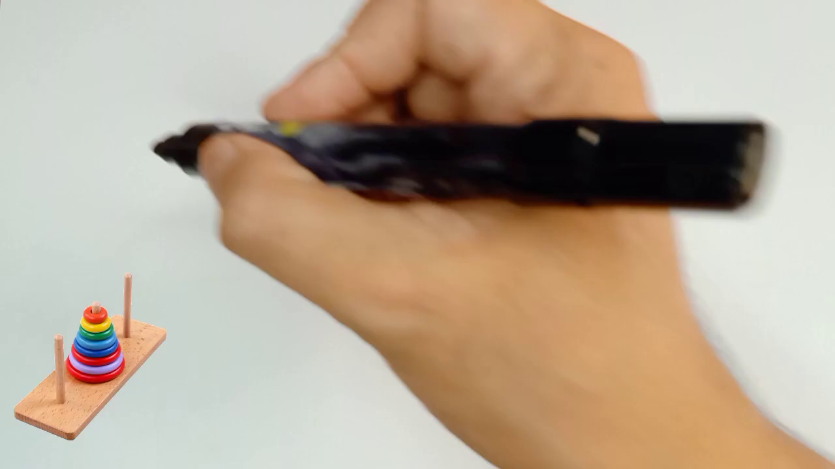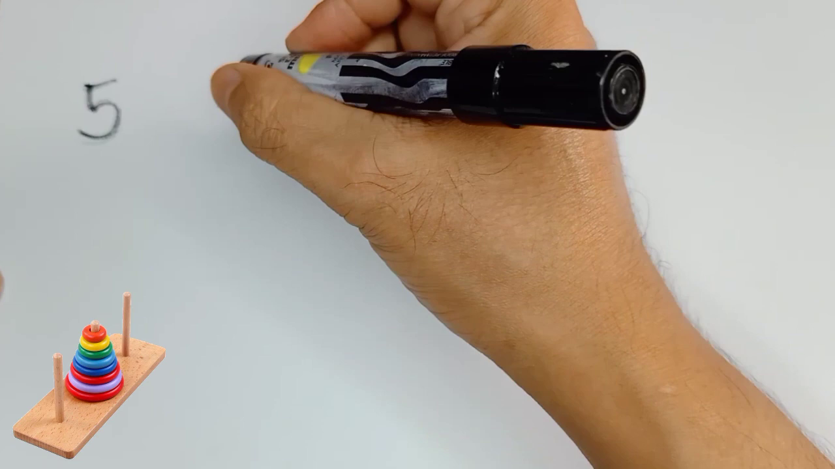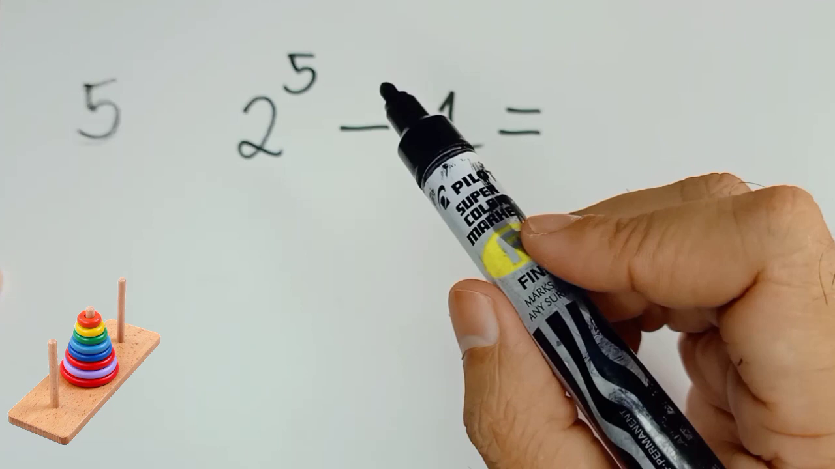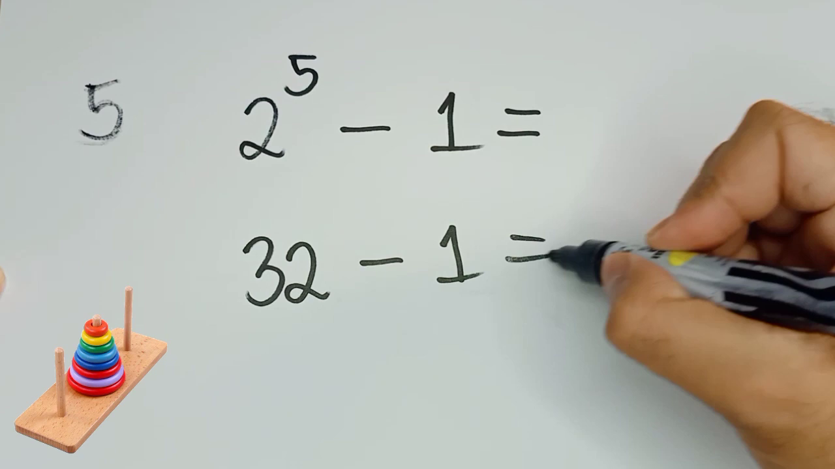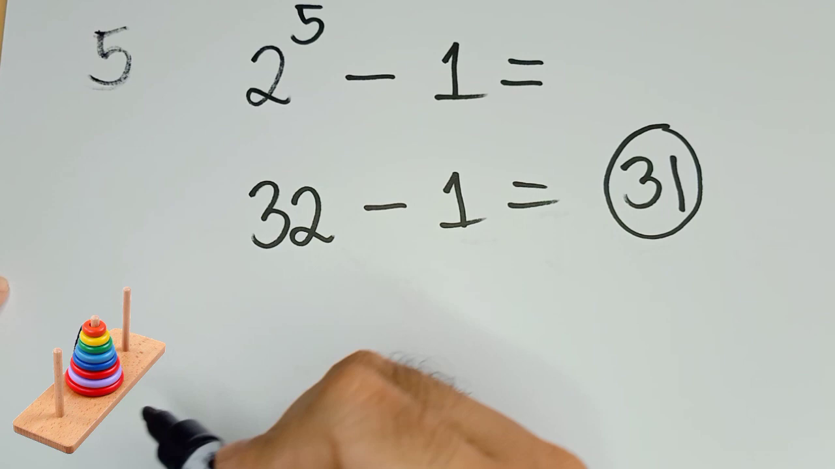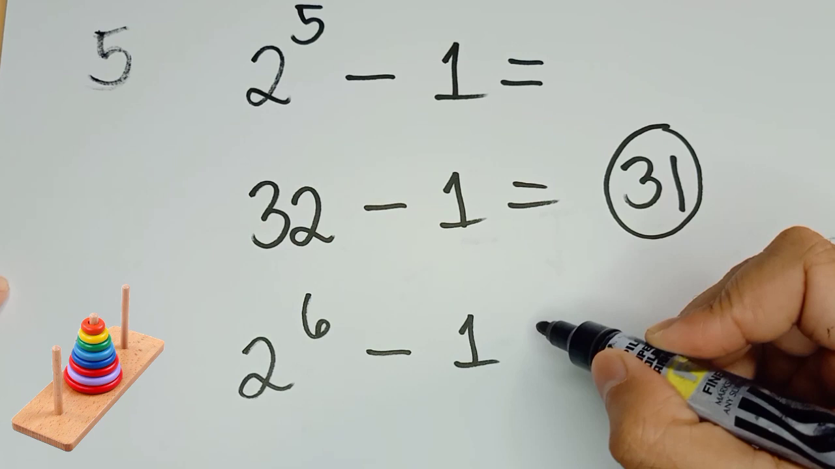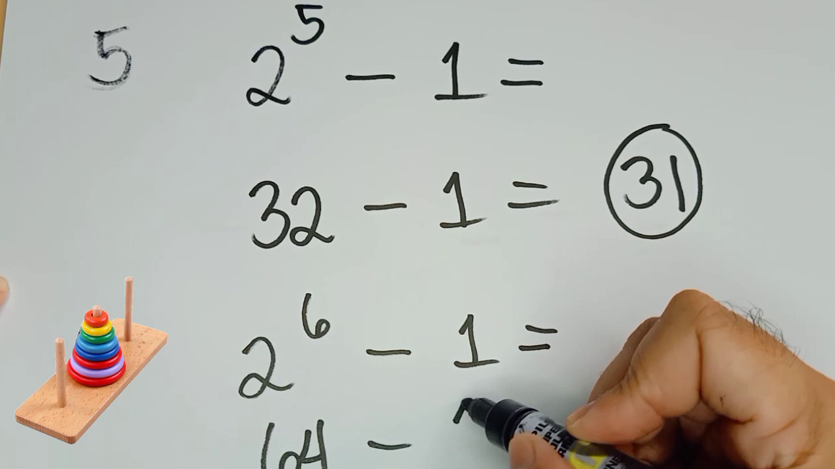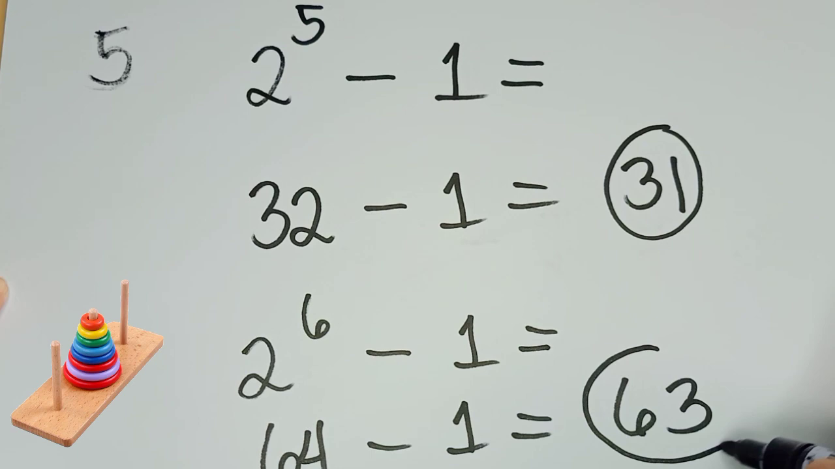For 5 discs, we have 2 to the 5th power minus 1 equals. So 2 times 2 times 2 times 2 times 2 will give 32, the product, minus 1. So we have 31 moves for 5 discs. Next, for 6 discs, we have 2 to the 6th power minus 1 equals. So it's 2 times 2 times 2 times 2 times 2 times 2. That will give the product of 64, minus 1 is equal to 63. So it takes 63 moves for 6 discs.